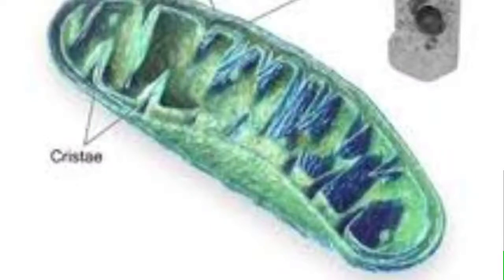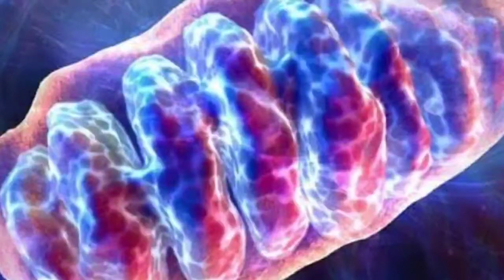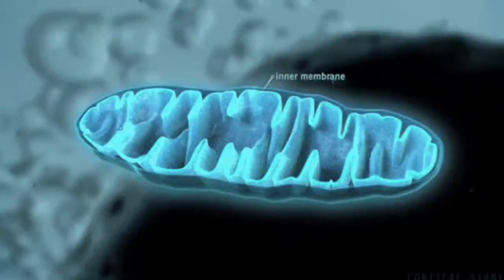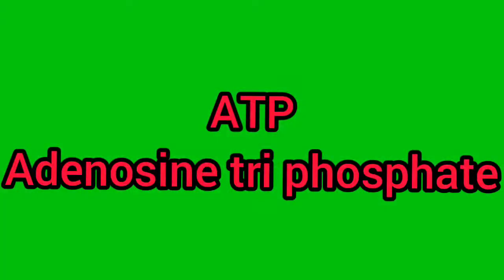These cristae and the inner membrane have stalked F1 particles for generation of energy in the form of ATP. Here only energy is generated in the form of ATP, adenosine triphosphate.